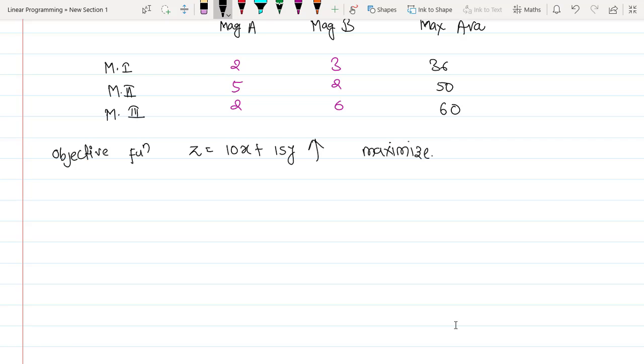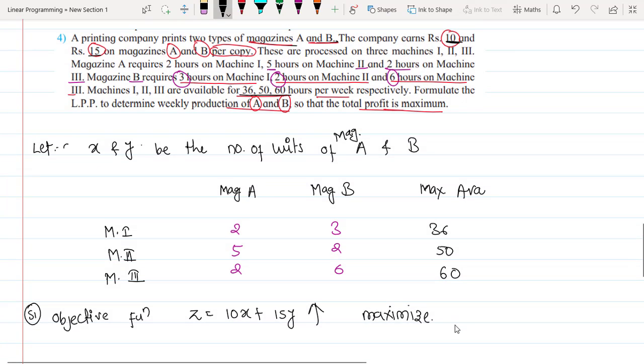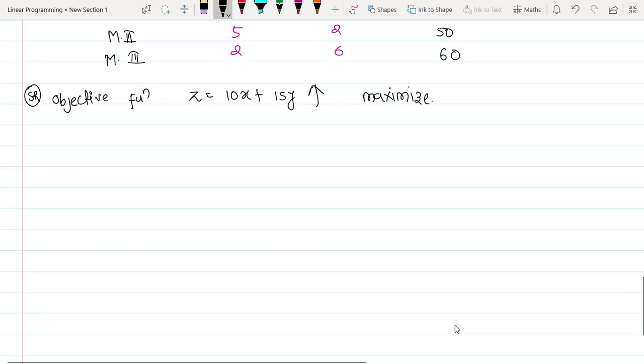So this is our first step. First step is nothing but the decision variables. Second step is to get the maximization function. The third step will be to write down the constraints. So the constraints will be on the availability of machine 1, 2, 3.